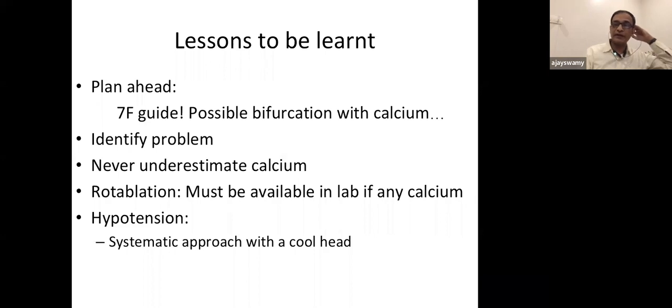Even if you have a support guide and an anchoring balloon, sometimes it's a little difficult to get hardware across. Rotablation is a must in any lab if there's any kind of calcium. Ideally, imaging gives us a lot of help, but on that particular day, imaging was not available. And hypotension must be approached systematically with a cool head.